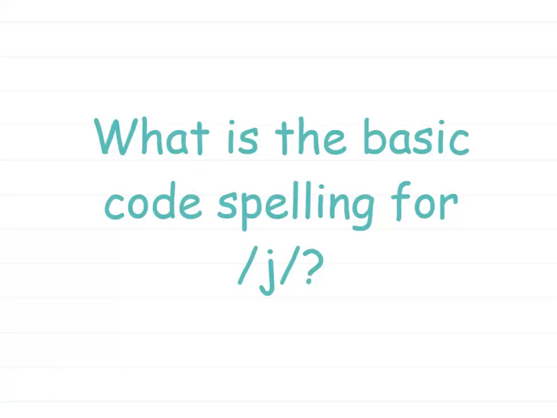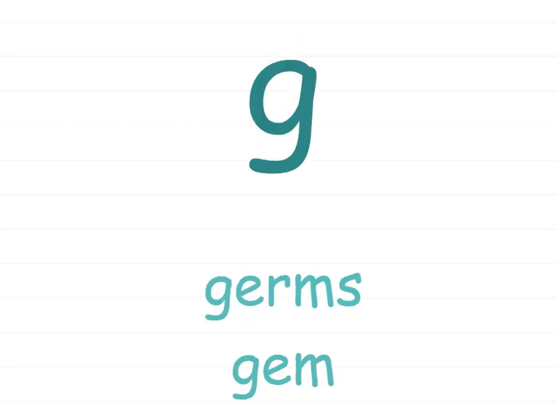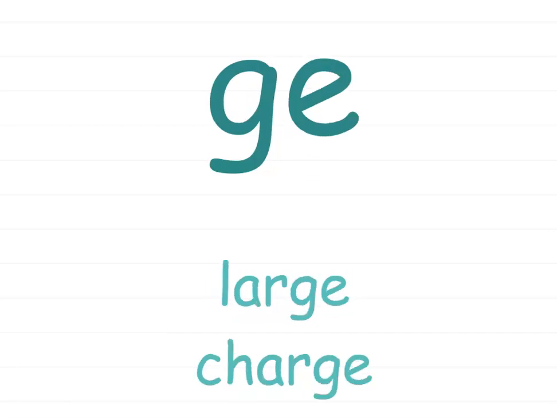What is the basic code spelling for J? That's right, the letter J. And 2 sample words are jump and jar. G is another spelling for the J sound. We have the word germs and gym. Our last spelling is GE. We have the words large and charge.